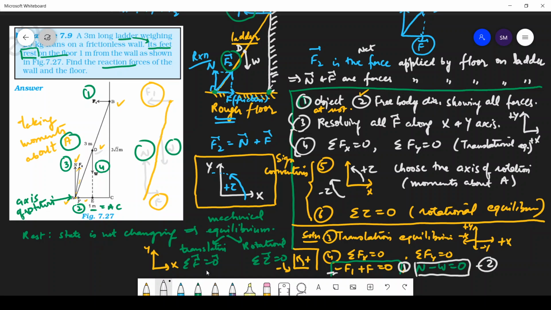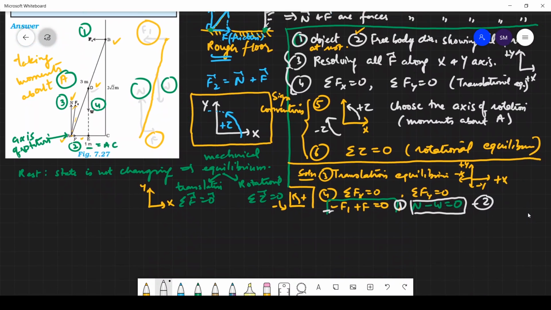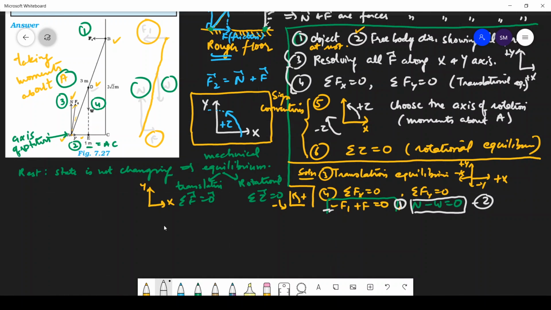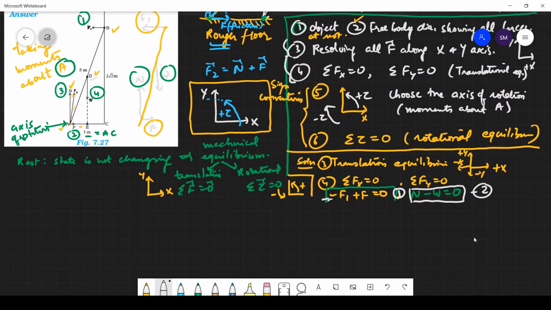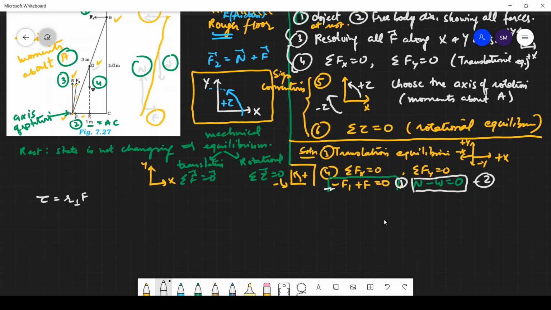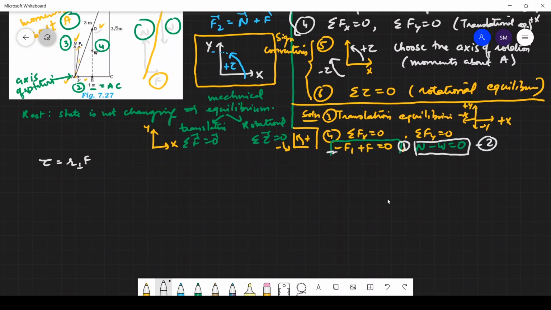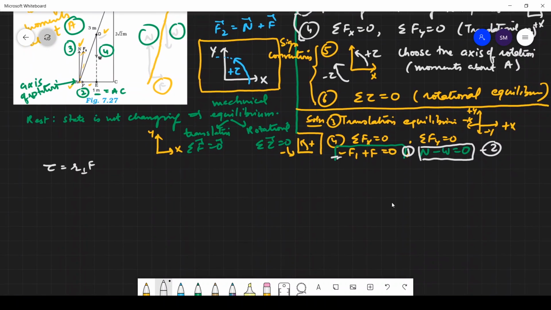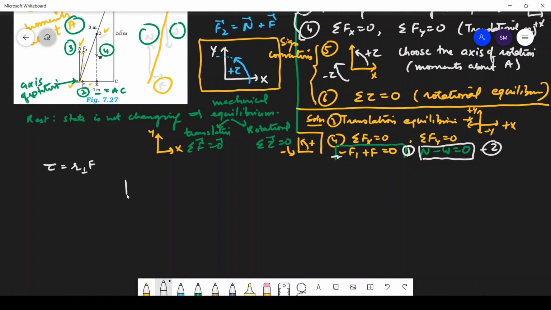Now, the same way, this is step number 5. We have chosen this axis, and now rotational equilibrium. So rotational equilibrium, tau equals 0. Tau, you know, equals r perpendicular into F. So we are going to take that. Let us make a table for all the forces, like we have made the table earlier.